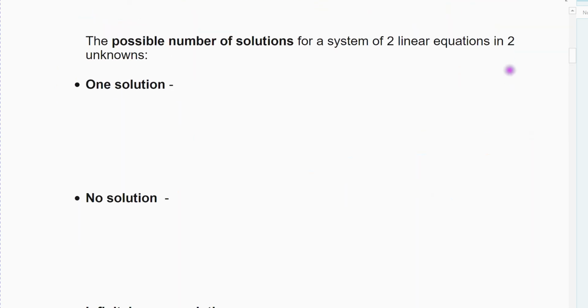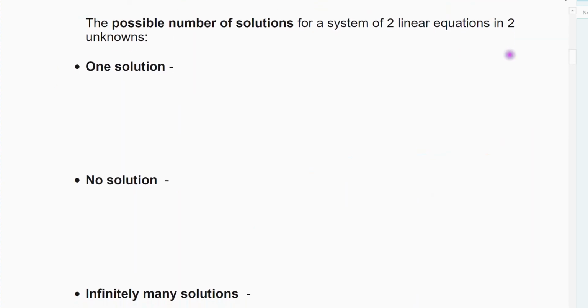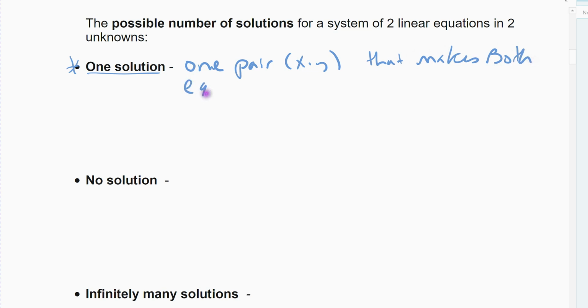Alright, well, there's 3 possible things that can happen when I have a system of two linear equations with two unknowns. The most common case is this first one, where I get one solution. So I have one pair, one x, y paired together, that makes both equations true.